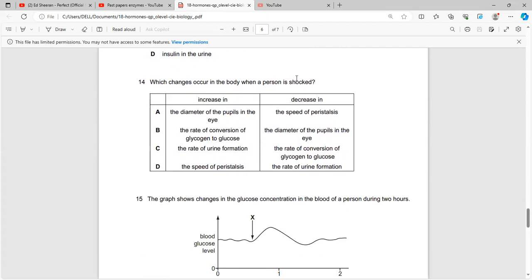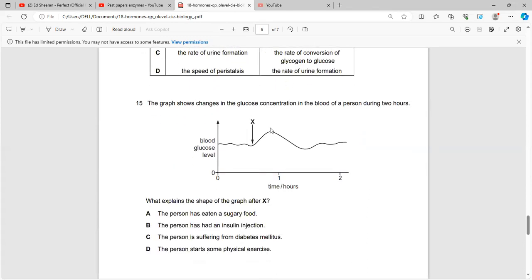And yeah, when a person is shocked, you need to know what happens in a sympathetic response. The person's pupils are dilated, hair gets erected, the heart beats faster and faster, and there's a decrease in the speed of peristalsis. So what is the answer? The answer is question number 15.